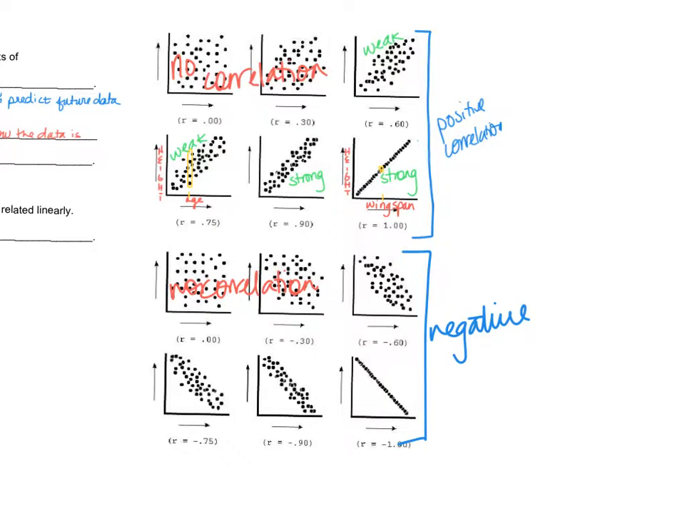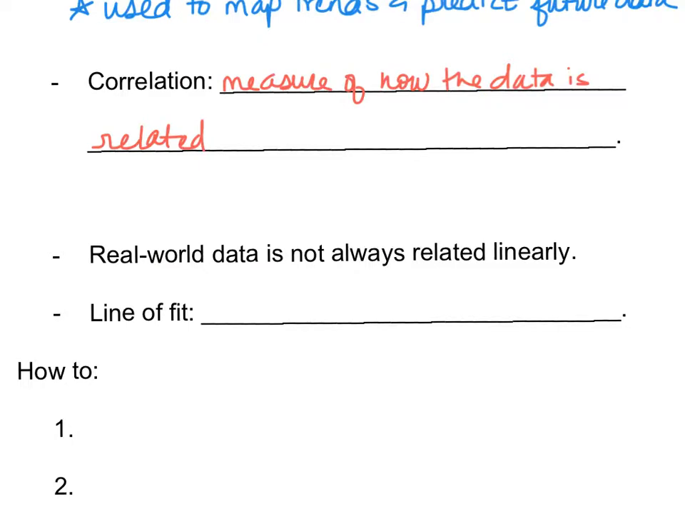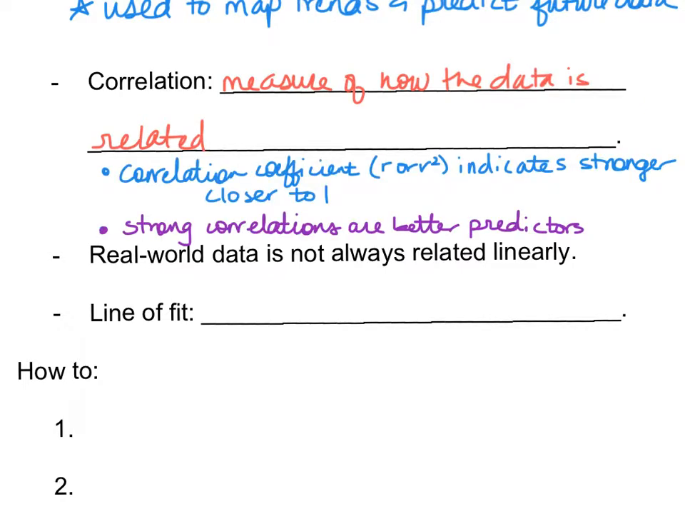All right, so let's fill in our notes with all that stuff that we just talked about. We're going to add that there's a correlation coefficient. We're going to add 2 bullet points. I'm actually going to pause the video so I can fill those in, and then we'll talk about them. All right, so here are the 2 points we want to add. Correlation coefficients, they're referred to as R, or sometimes you're going to see R squared, indicate stronger correlations when they're closer to 1. So we want to put that in there. And then strong correlations are better predictors than weak correlations.